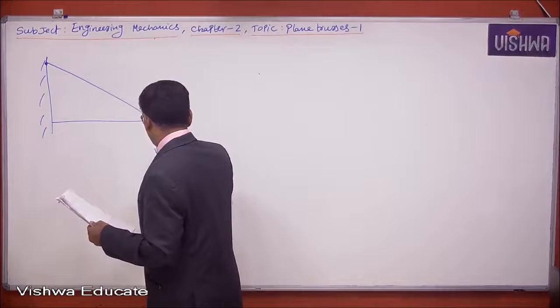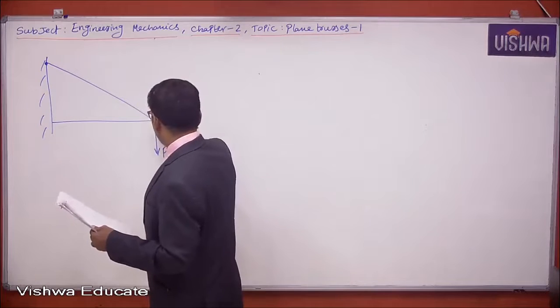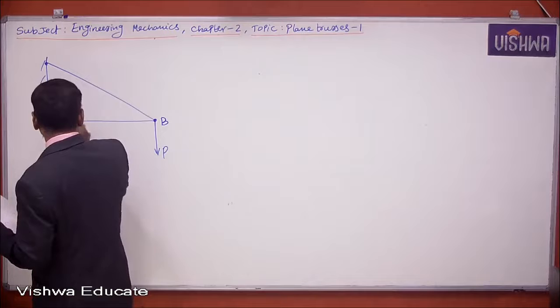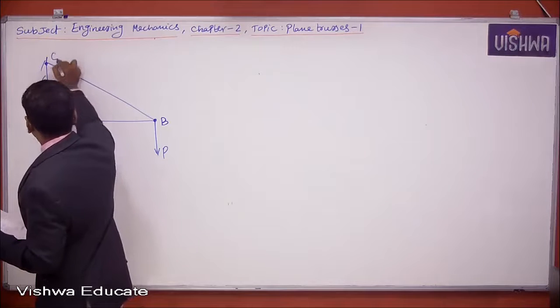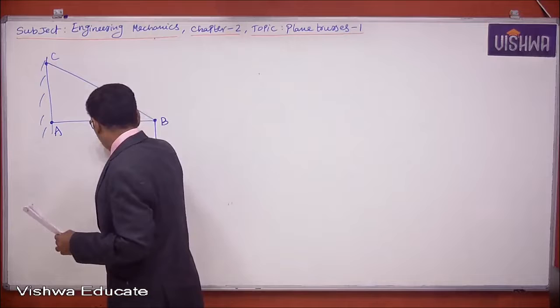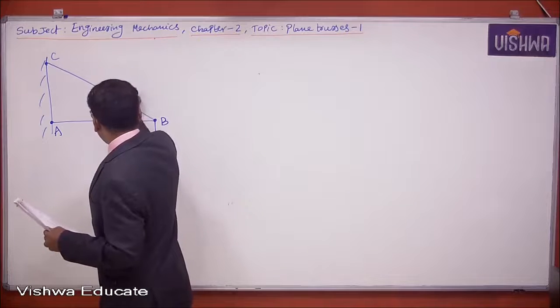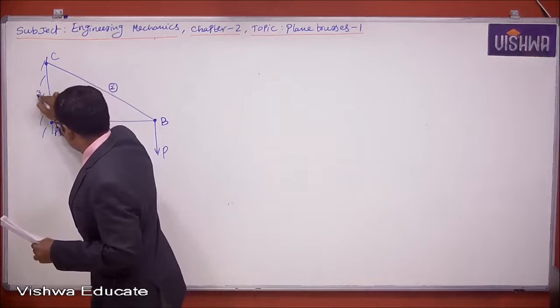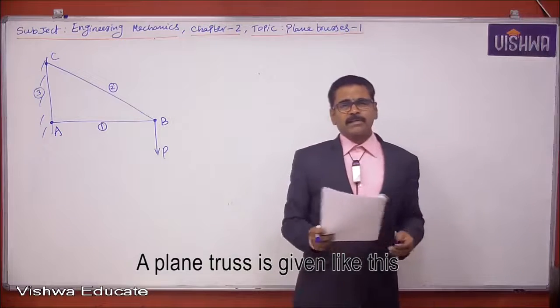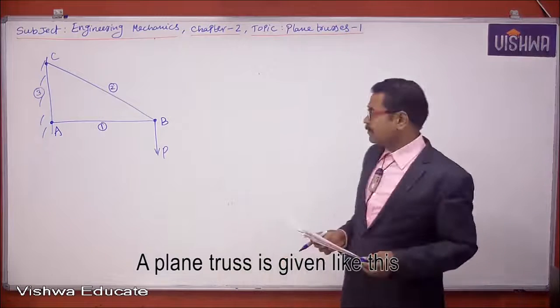Here an external load is applied. This is B, which is also a pin joint. This is A, and this pin joint is C. This is member 1, this is 2, and this is treated as 3. So here a plain truss is given like this.